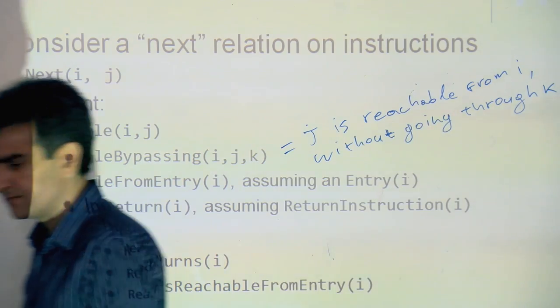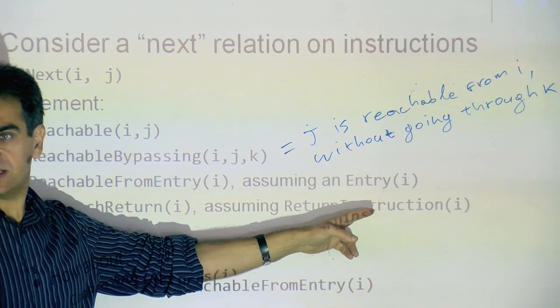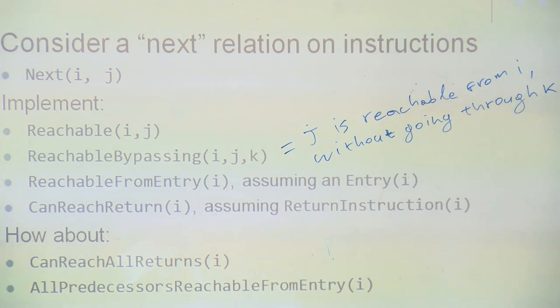There's going to be an entry instruction, or multiple entry instructions, that I'm going to give you. And I just want readable from entry, which is implicit readable, I think. Like I is readable from I.